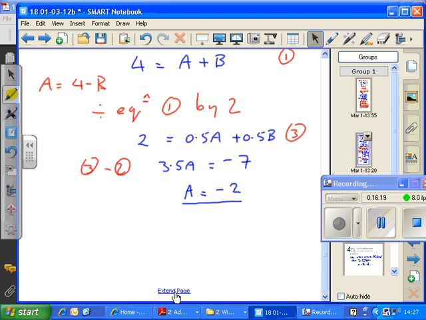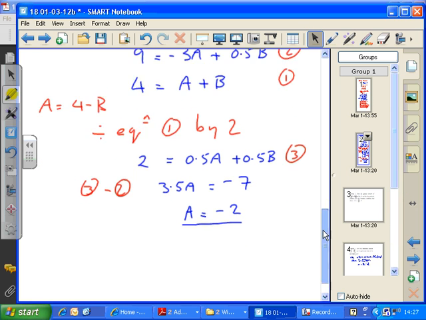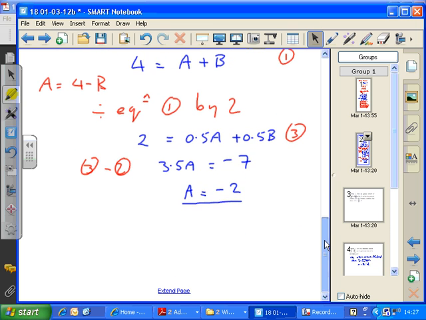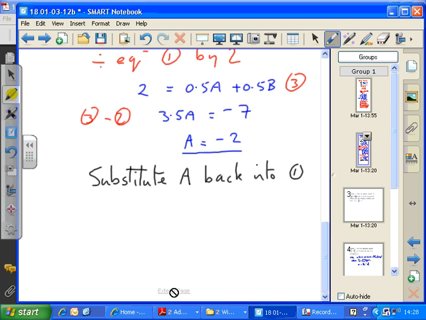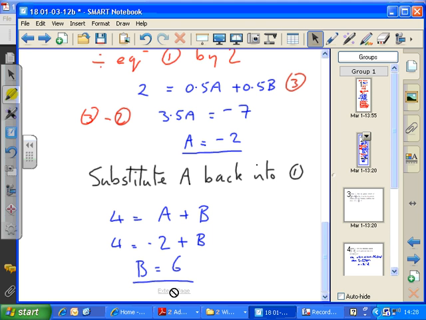Now what we do is substitute a back into one of the original formulas, either 1 or 2, doesn't matter. 1 is the easiest one to use, so let's use 1. So substitute our value for a back into 1. So 4 equals a plus b. a is minus 2. So b equals 6. So we've now got the values of our constants, a and b.